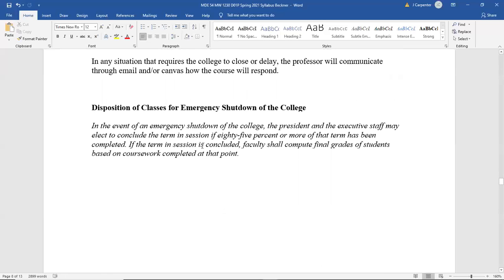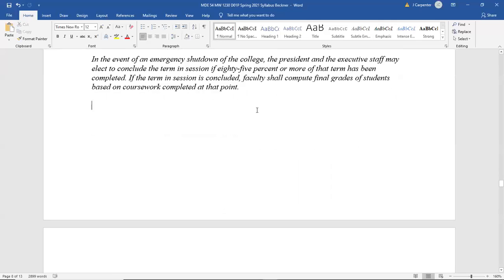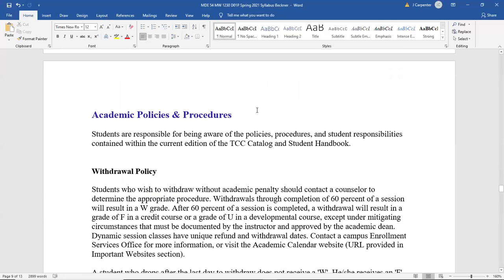Emergency procedures, shut down the college. I mean, just TCC Alerts, watch out for that. If we were to go back on campus for whatever reason, it's just usual stuff there. I don't feel like I need to focus on that too much.